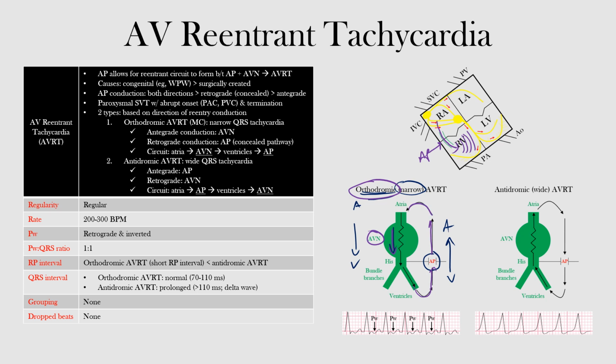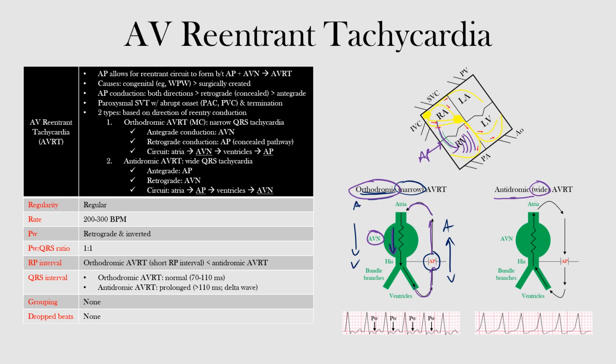Now in the second form, the antidromic AVRT, this is antegrade conduction over the accessory pathway and retrograde conduction through the AV node. Okay, so the opposite way. In this case, we do have ventricular pre-excitation from the accessory pathway, and therefore we will see those corresponding features. Okay, so this is like what we see in WPW syndrome, all right, with the delta wave. So this is antidromic, and this is a wide complex tachycardia.